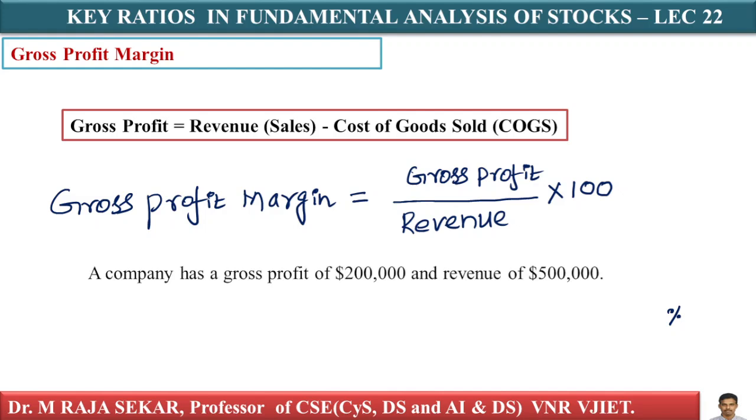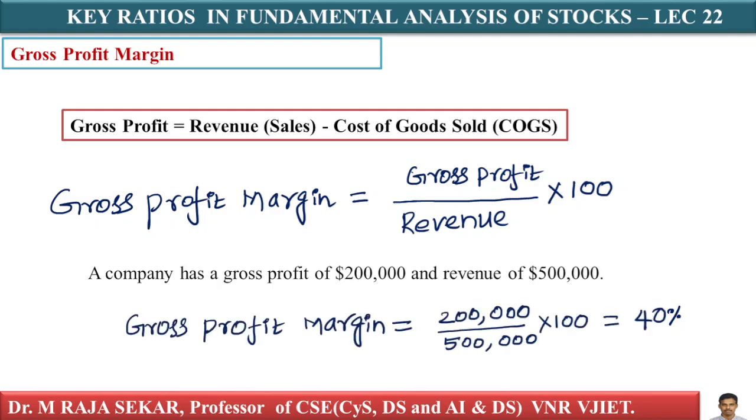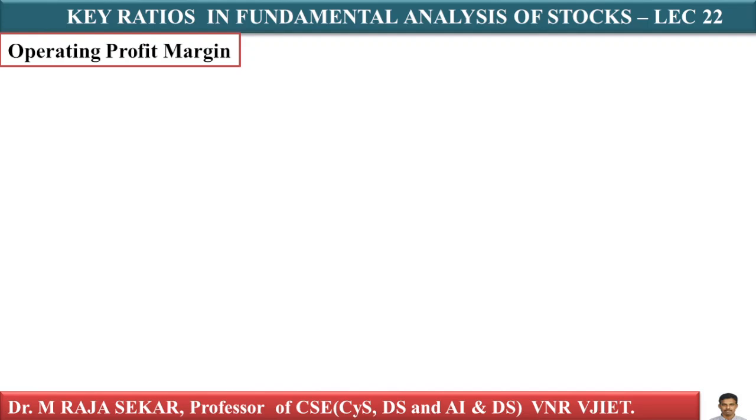Let us take one simple example. A company has a gross profit of $2 lakh and revenue is, let me say, $5 lakh. What is gross profit margin? It is essentially $2 lakh by $5 lakh into 100. That is, your gross profit margin is 40%.